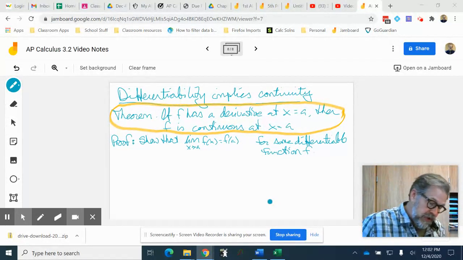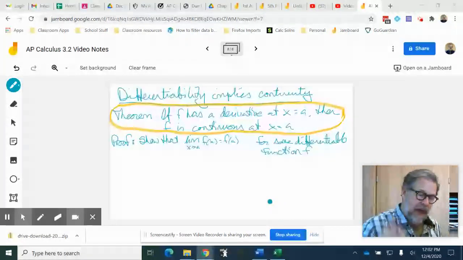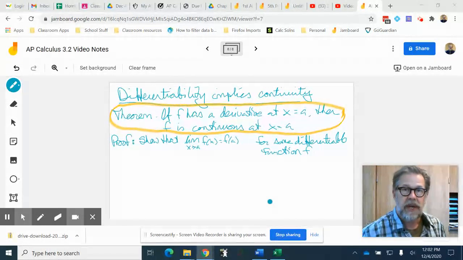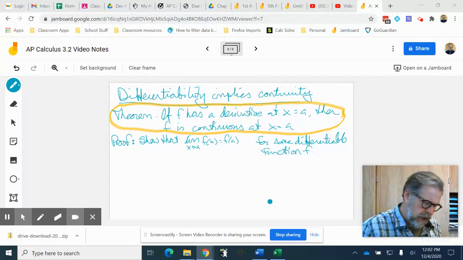then you can just assume them from then on. So the theorem is that if f has a derivative at x equals a, then f is continuous at x equals a. And we're going to actually just go ahead and do an algebraic proof. So how do we prove that?